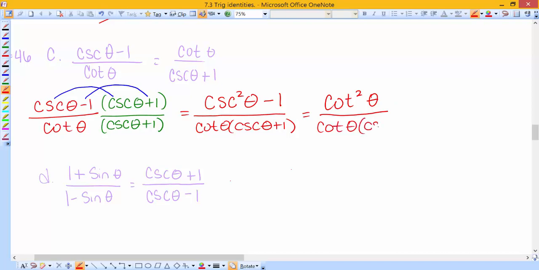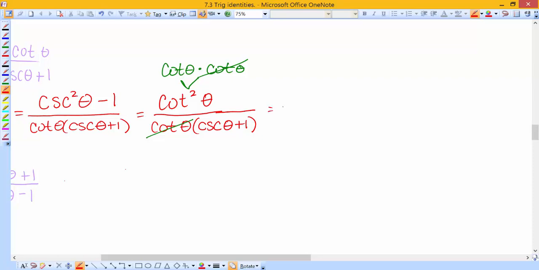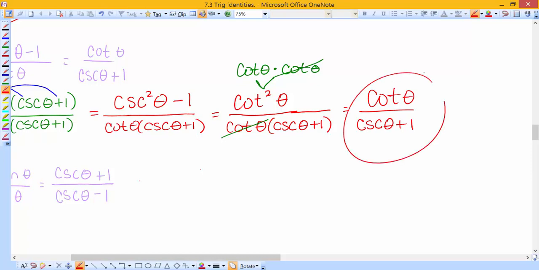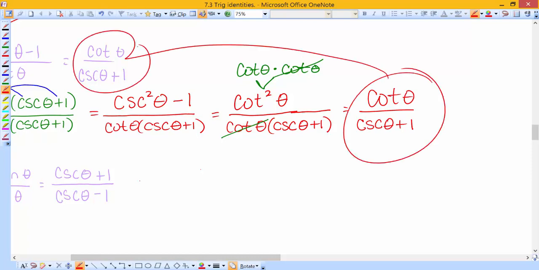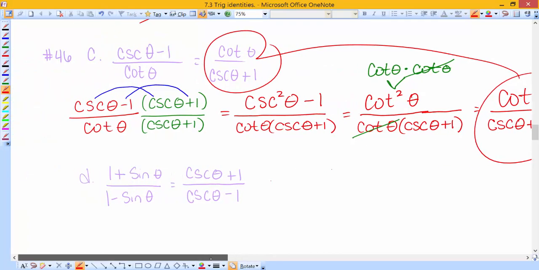So now I still have the denominator, haven't done anything with that yet. Now if you remember from yesterday, cotangent squared can be rewritten as cotangent times cotangent. Now one of your cotangents cancel. You are left with cotangent on the top and cosecant theta plus 1 on the bottom. And that's what I needed to end with. Look, this matches this. It's what I needed to get. Now I know I have finished. Moving on to D.